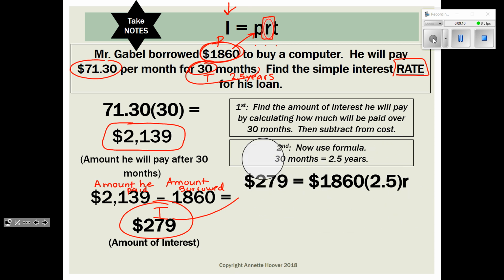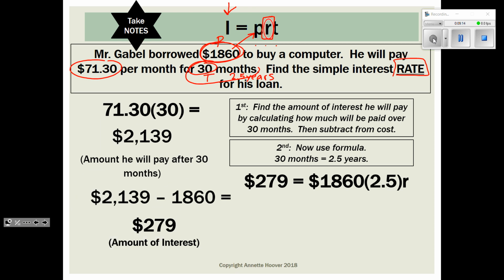So now, how are we going to solve this? We're solving for the rate. When looking at this equation, first we see here that we have two numbers that we can multiply together. When we multiply those two together, we get 4,650. That is being multiplied times the rate. So to solve for the rate, R is being multiplied by that, so we divide both sides by 4650.